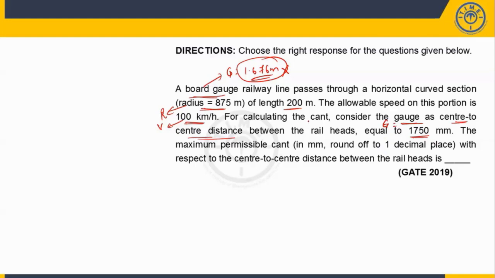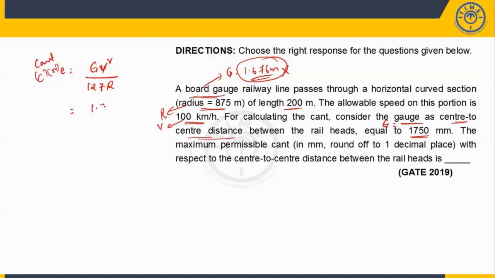Maximum permissible cant is how much? That is simple. E is given by GV square by 127 R. This is cant C, or you can also call cant as super elevation. Both are the same.